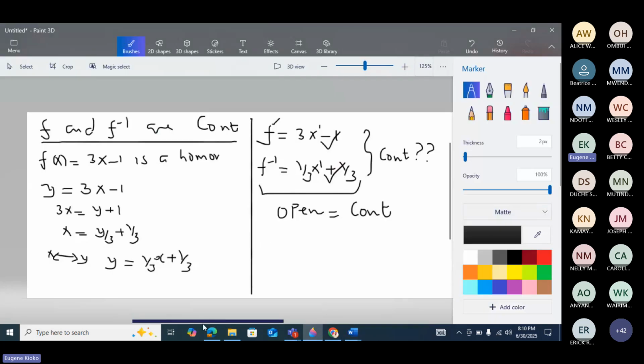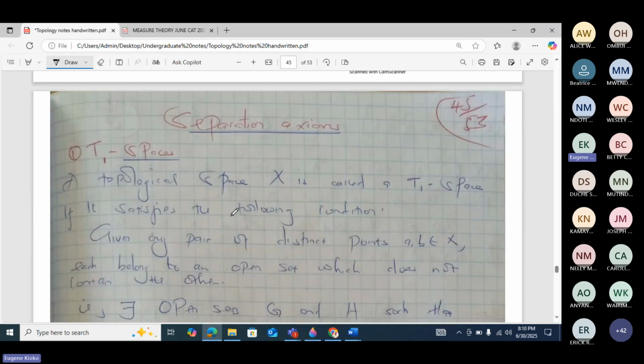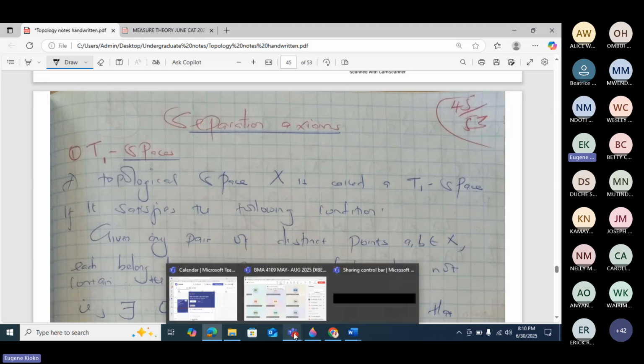The next thing from there is about separation axioms. Let us take a break of about 5 to 7 minutes. Then we proceed with separation axioms. So you can relax, you can discuss. I'll be muting.